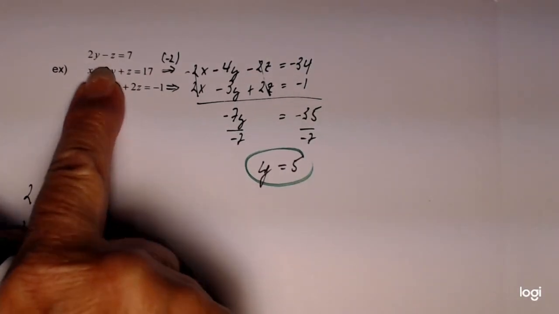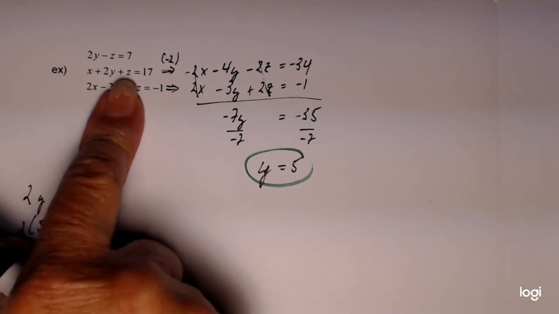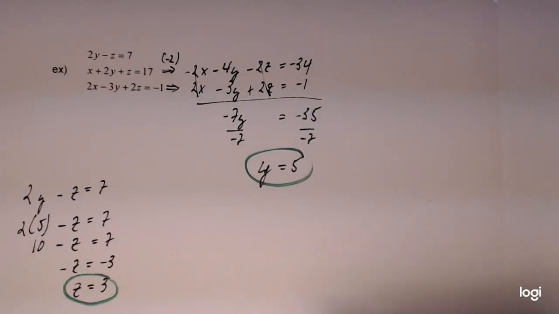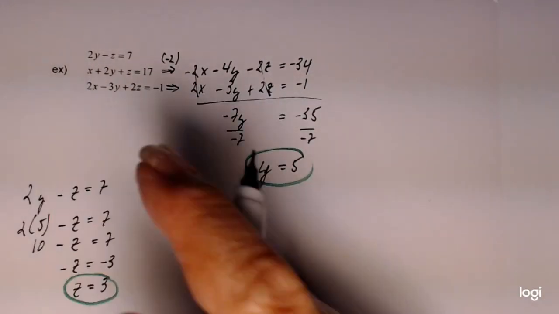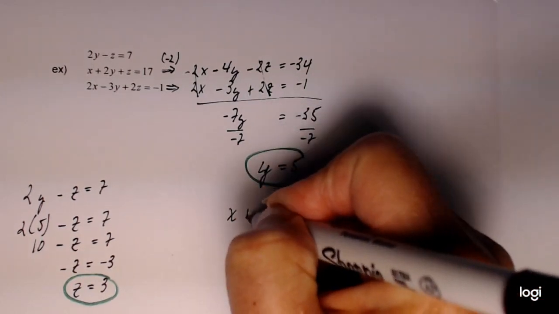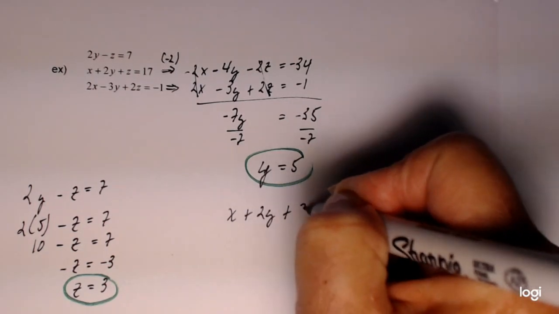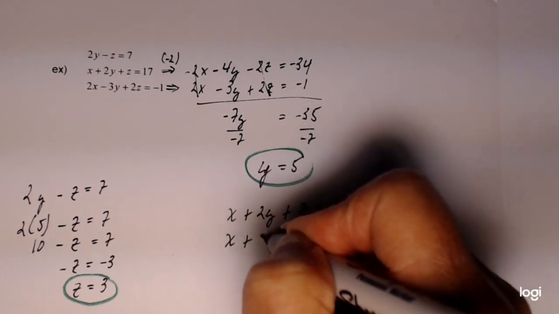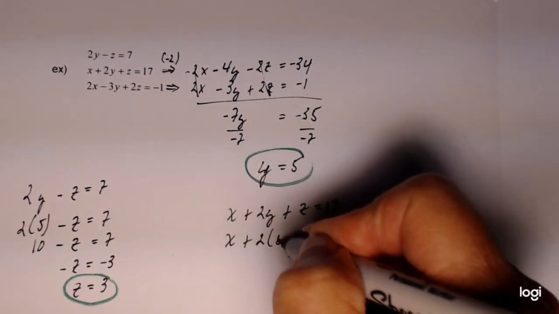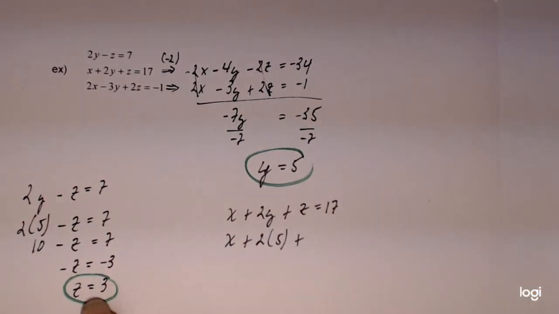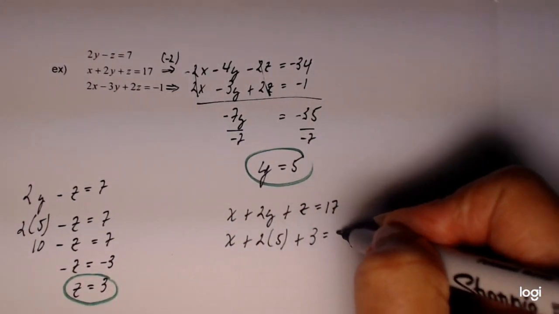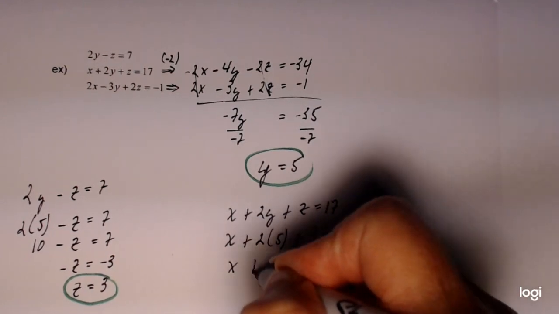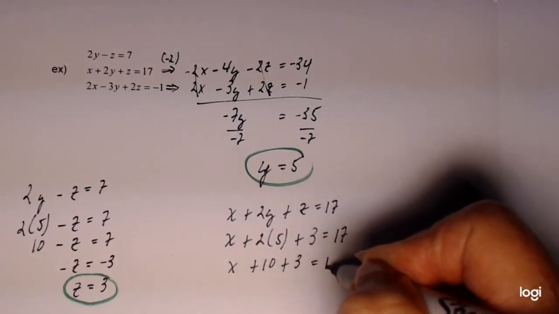So in this particular example, we have these two to choose from. I'm going to use this one just because it's a plain x, and this one you've got to multiply by 2, so it's just a little bit simpler, but you could certainly use this one if you wanted to. So we have x plus 2y plus z equals 17. So x is still not known. For y, we have 5. And now for z, we have 3. So I'm going to put my 3 in there for the z. And now x, 2 times 5 is 10, plus 3 equals 17.